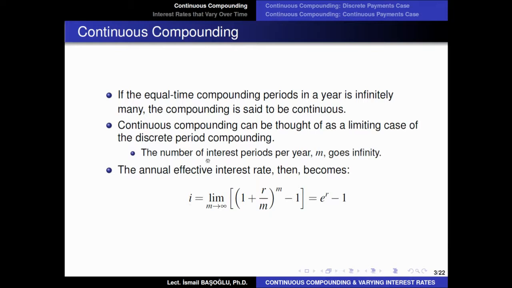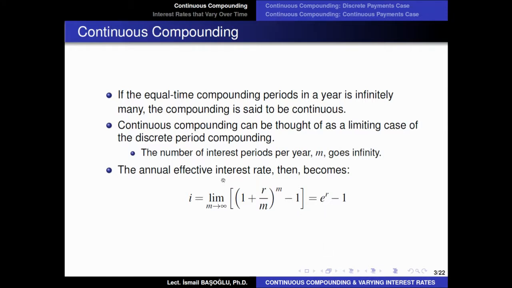So what will happen to the annual effective interest rate if we increase the number of compounding periods infinitely large? Now, it will become e to the power r minus 1, because as we know from the calculus course, the limit of (1 + r/m)^m is equal to e to the power r. The limit of (1 + 1/m)^m was equal to the exponential value, or the Euler value. So this number e is called the Euler's number, and this Euler number is taken to the power r because of the r value in the denominator here.